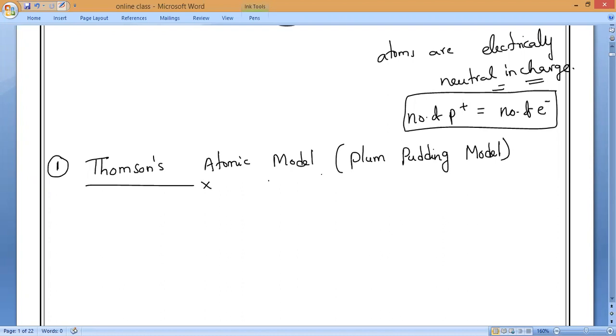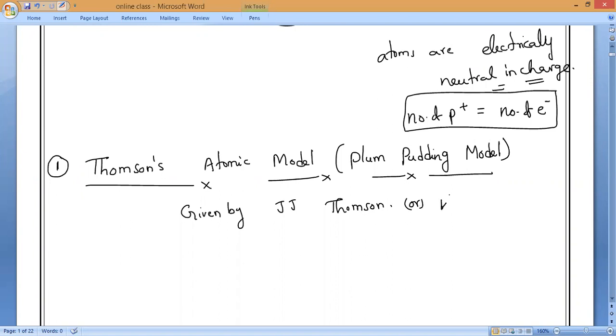So we'll start, everyone. This is the first atomic model, given again by whom? Mr. J.J. Thomson. We can also call it the plum pudding model of an atom, or, as all of you remember, the watermelon model. So we have these many names: the watermelon model of an atom. According to this model, what did he conclude? What is this atomic theory?